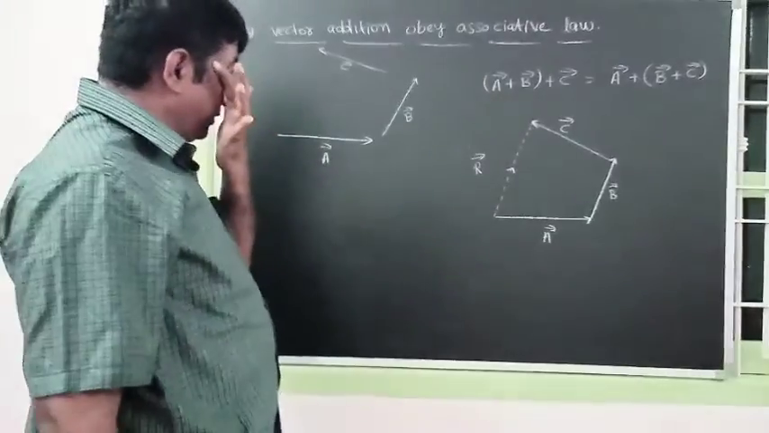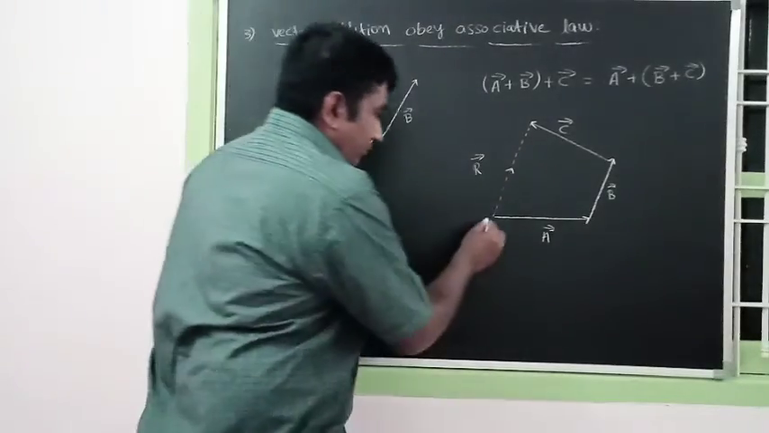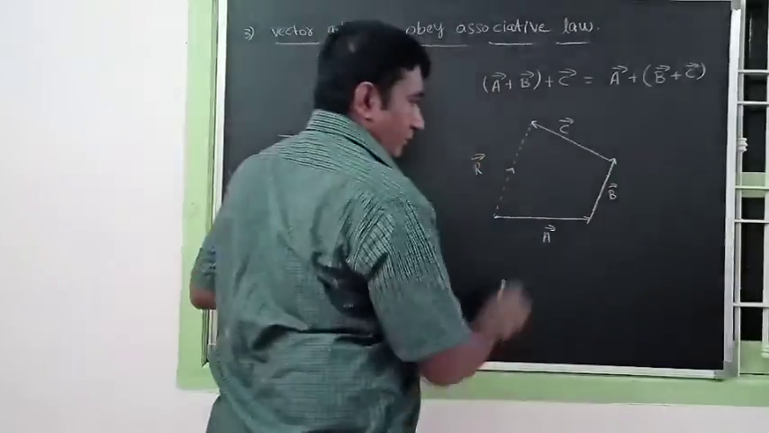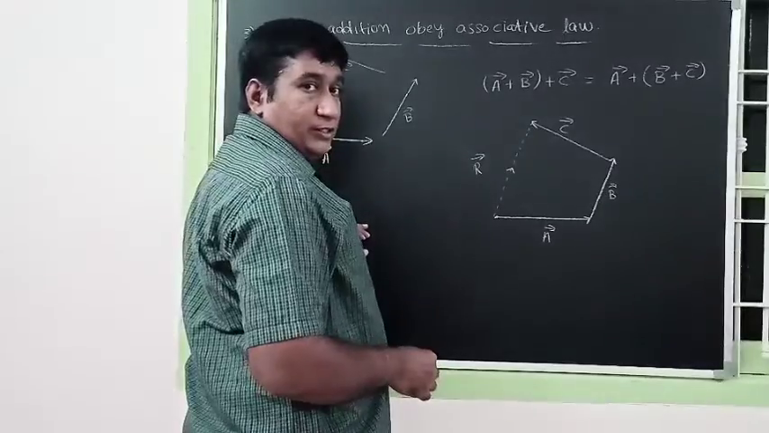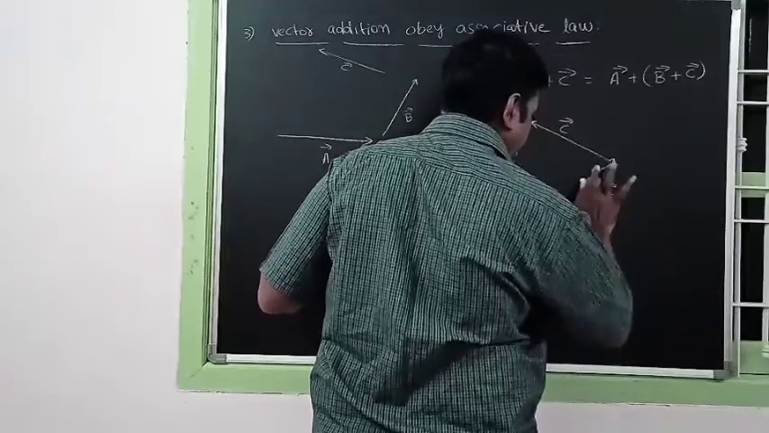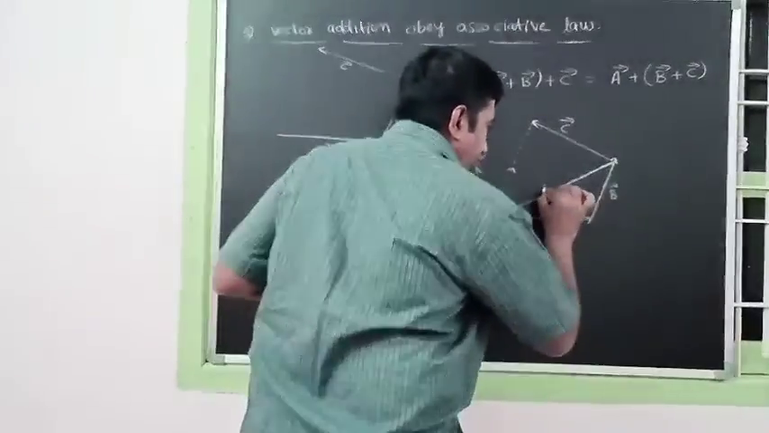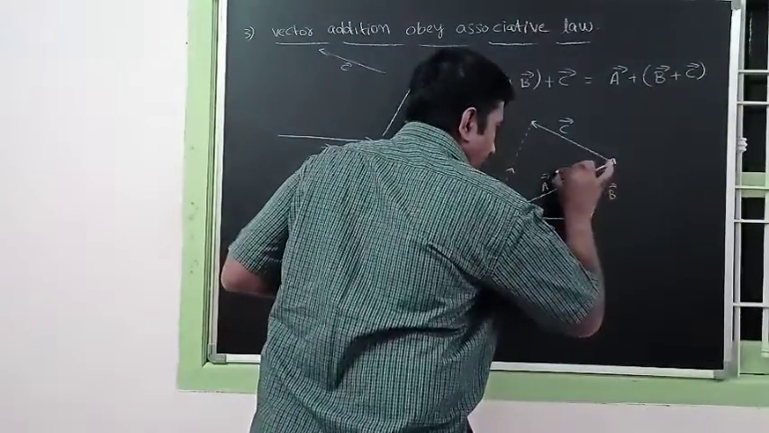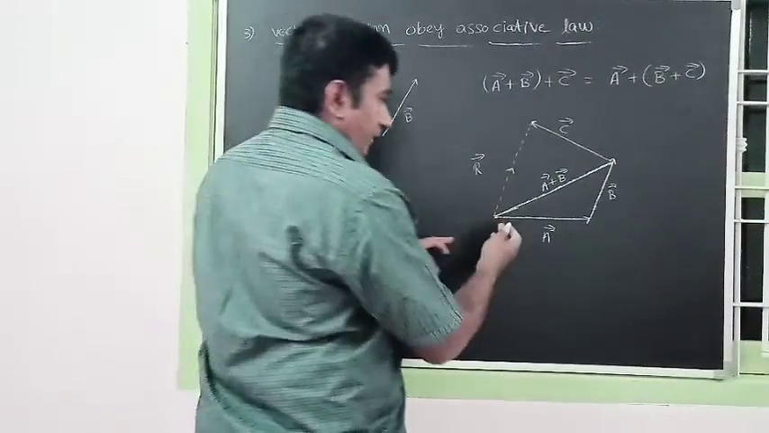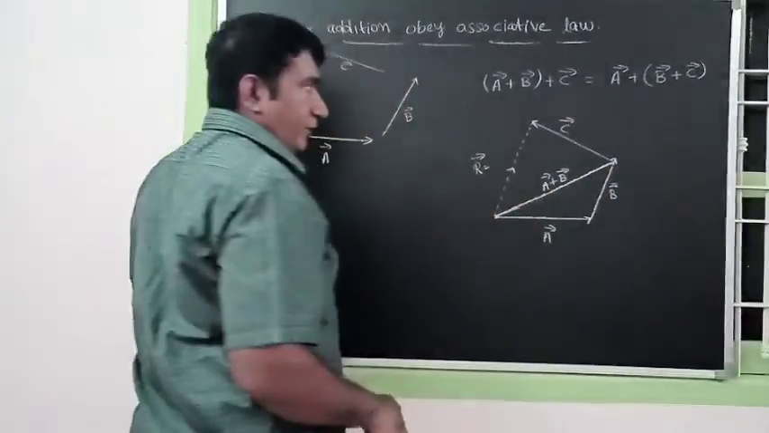Now what they asked: first, find A vector plus B vector. This is initial, that is tail to head. These can act as two sides of a triangle. With the help of this I can join, and I am going to get here A vector plus B vector. And then again you join this A vector plus B vector plus C. So the resultant is nothing but this.